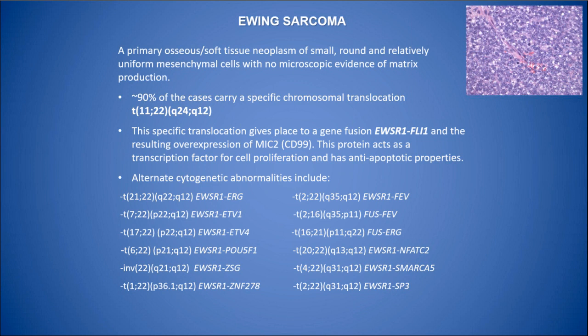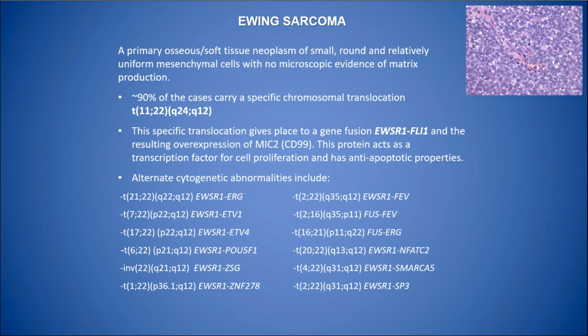This particular tumor carries in about 90% of the cases a specific chromosomal translocation between chromosomes 11 and 22, which leads to a gene fusion, EWSR1 and FLI1, with the resulting expression of a protein, which is membranous, detected by the antibody CD99, which is a protein that is known to act as a transcription factor for cell proliferation and also has anti-apoptotic properties.